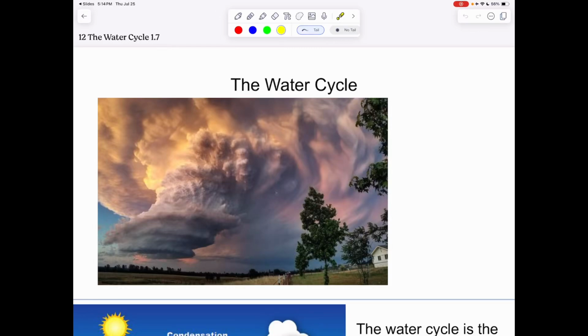Nature people, are you ready? This is the water cycle. Bum ba da dum.